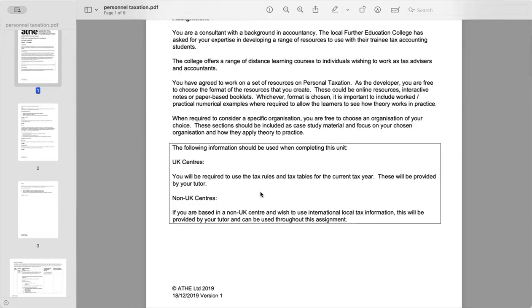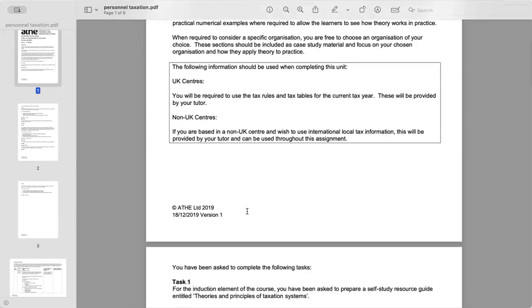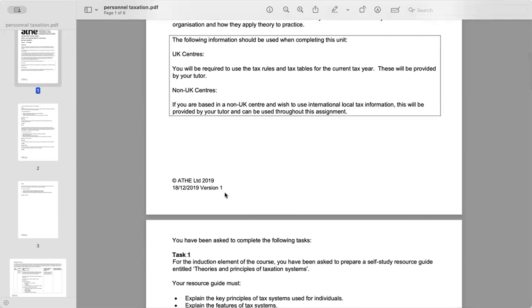UK centers, you will be required to use the tax rules and tax tables from the current tax years. These will be provided by your tutor. So you can use them in learning outcomes 1, 2, and 3. You can use the same years. Non-UK tax centers, if you are based in a non-UK tax center and wish to use international tax information, it will be provided by your tutor and can be used throughout the assignment.